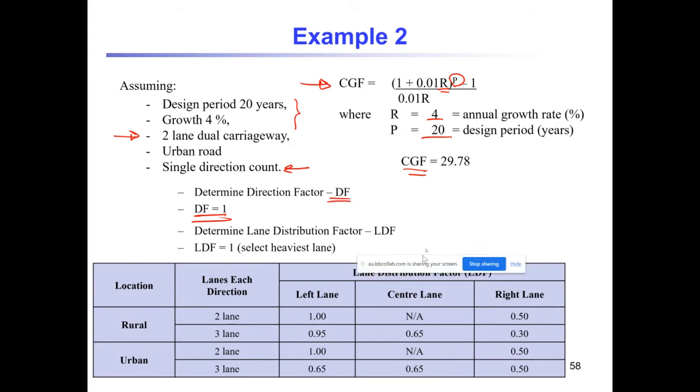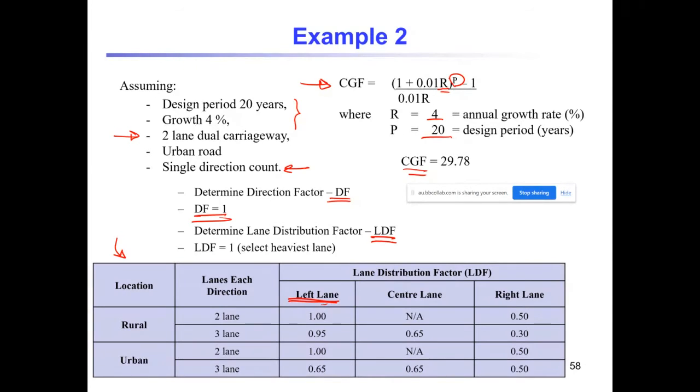The other one is LDF, or the lane distribution factor. For lane distribution factor, we are going to use this table, the presumptive values. What does this mean? It means that when we are designing a pavement, we are calculating the pavement design traffic for one specific lane. And generally, that lane is the outside lane or curb lane. And in Australia, it's the left lane.